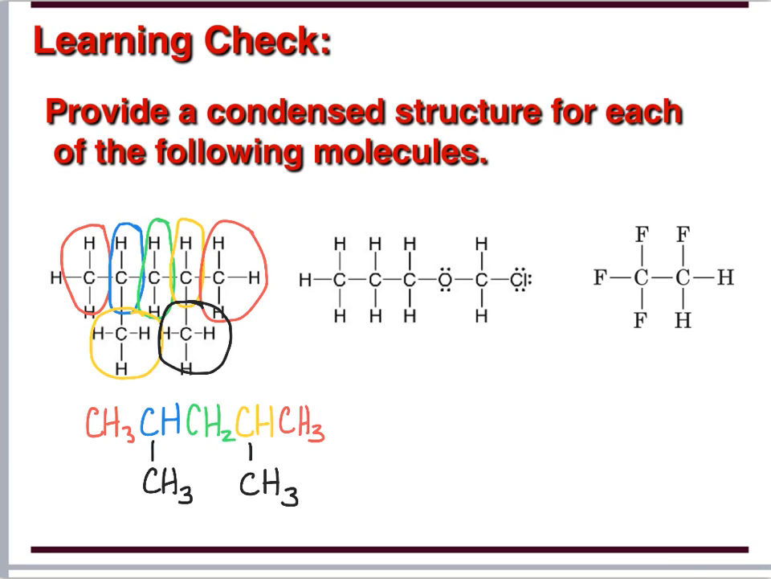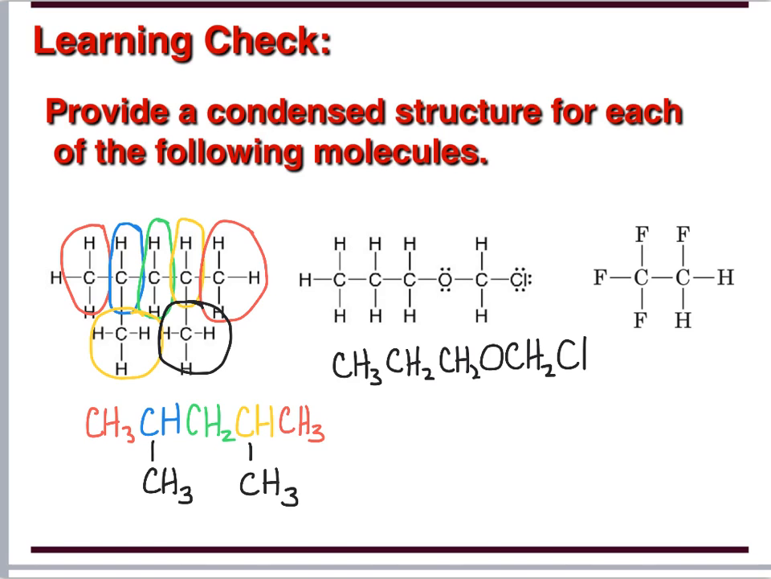Okay, let's try the next one. Again, just breaking my chain up into the carbons. So I have CH3, CH2, CH2, and then I've got that oxygen stuck there in the middle with no hydrogens, CH2, and then a Cl on the end. Okay, so that structure is one long chain.